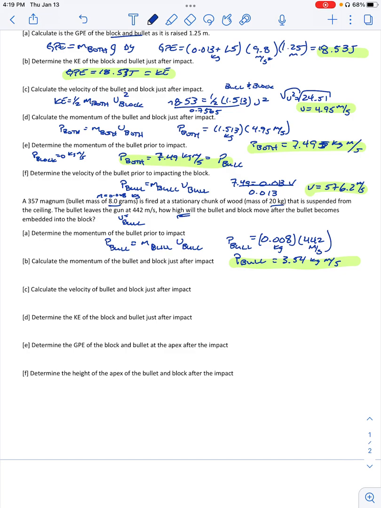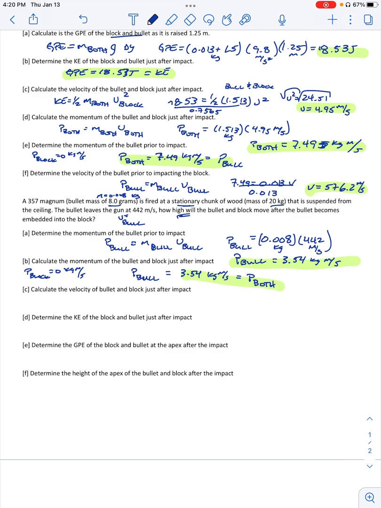All right. Calculate the momentum of the bullet and block just after it. Well, because that's a stationary chunk of wood, the block here is going to have a momentum of 0 kilogram meter per second because it's stationary. So that means the bullet, which is equal to 3.54 kilogram meter per second, with the block being 0, has to be all of the momentum that gets transferred to both of those. So momentum's the same again, which is perfect.